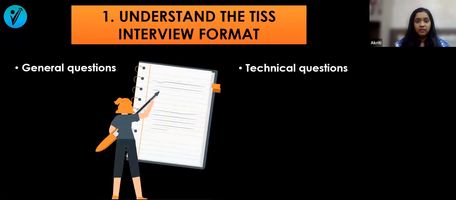Now the TISS selection process has primarily three steps. One is the DAF, which is the detailed application form. The second is your extempore, and the third is the personal interview. Now when it comes to the personal interview, there are two major kinds of questions that you have to keep an eye out for. One is the general questions and the second is technical questions.